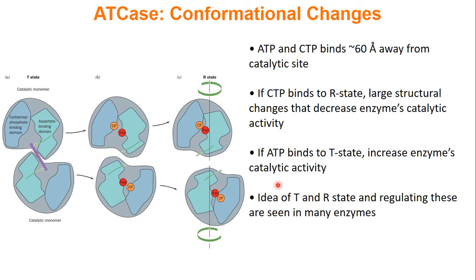So this T and R that we've seen with hemoglobin and now ATCase, you can apply that idea to many different enzymes where you have an on enzyme and an off enzyme. And these can be modulated by binding to something or by actually affecting the amino acids inside the enzyme.